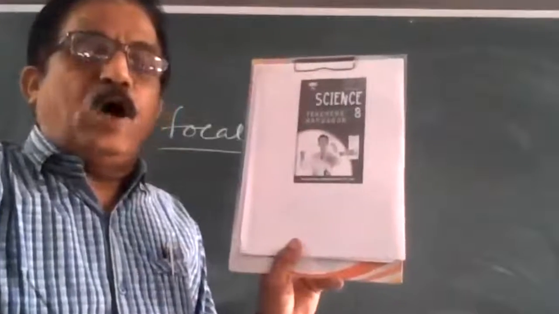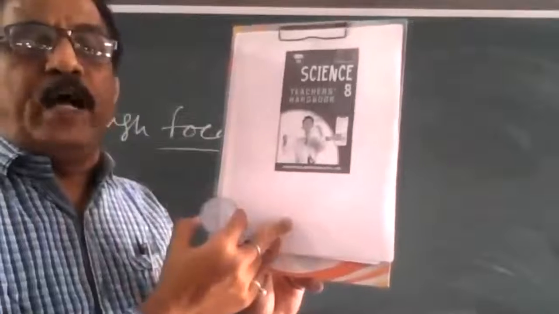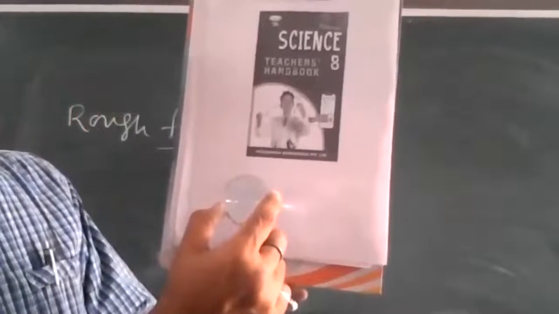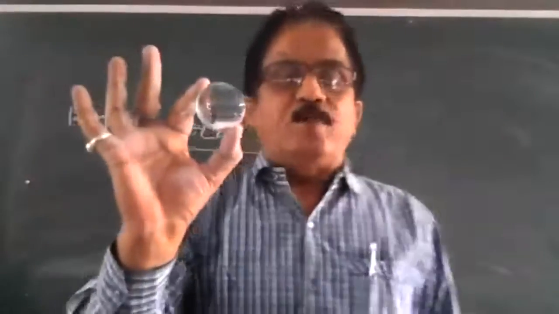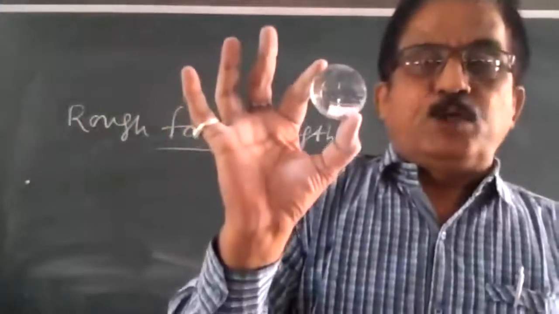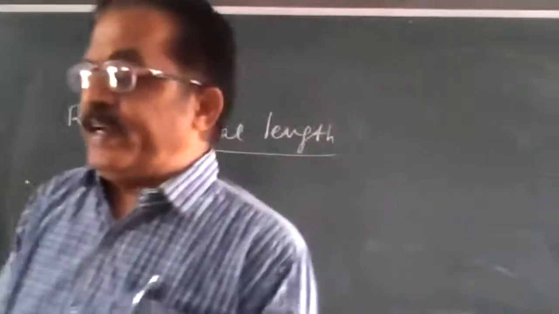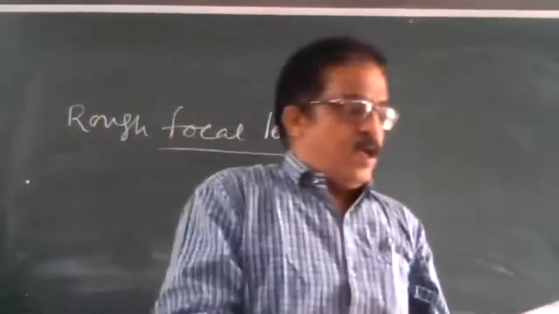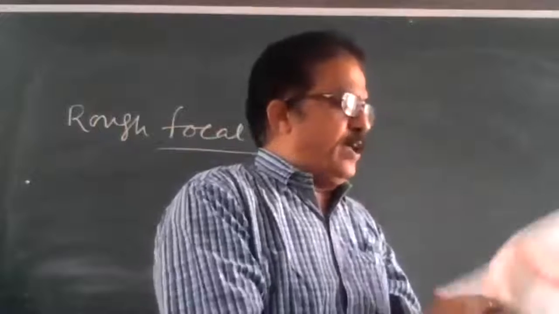Object is at infinity. Then the image formed at focus. और ये जो लेंथ आ रही है बच्चों, this is 5 centimeter around. The rough focal length of this convex lens is 5 centimeter. You have to write this practical. ये अपने को practical अपने syllabus में है.